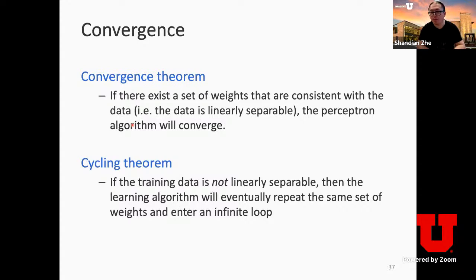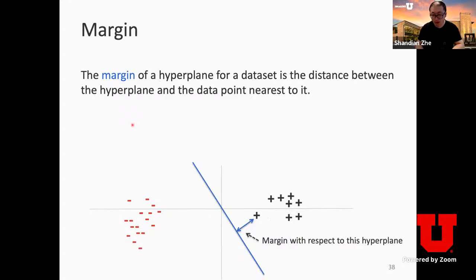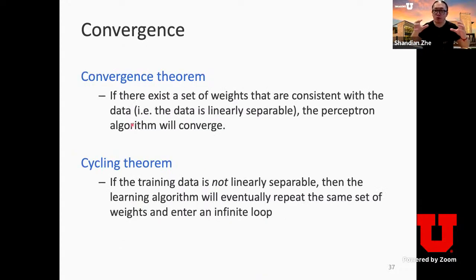Then the question is, how many updates do we need to find a separating hyperplane? From the perceptron algorithm, we know that we update the model only when it makes a mistake in predicting the current training example. So the number of updates is the same as the number of mistakes made during perceptron training. So today we're going to focus on how to bound the number of mistakes made by the perceptron in finding a separating hyperplane for a separable data set.